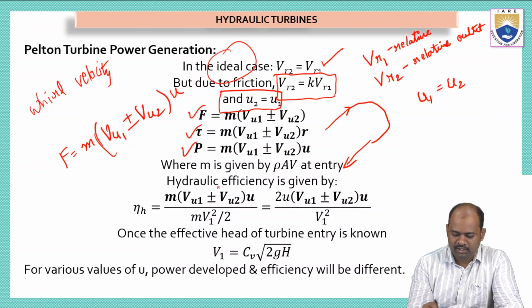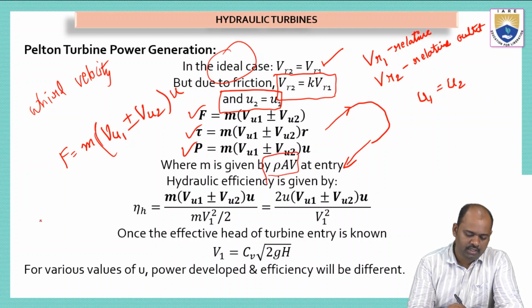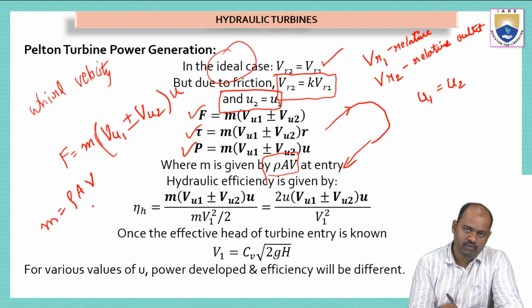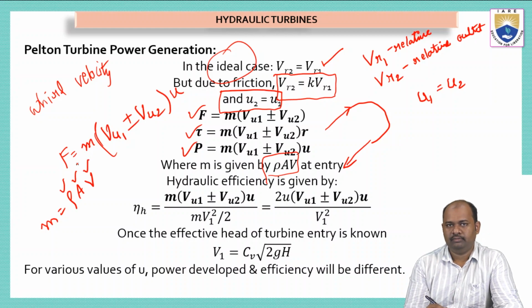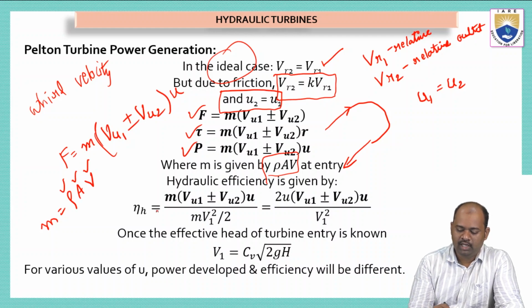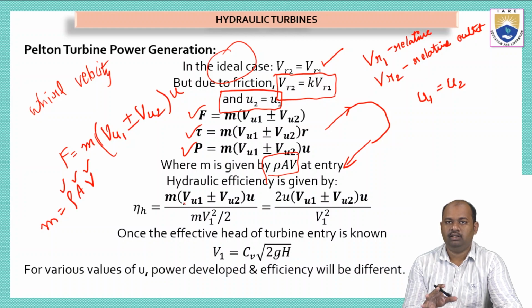Here m is the mass of the water, so m is calculated by rho AV. Rho is the density of water, that is 1000, capital A is the cross sectional area of the jet, and V is the velocity of the water that is coming out of the jet. So m is equal to rho AV, and the hydraulic efficiency of this entire thing can be calculated.